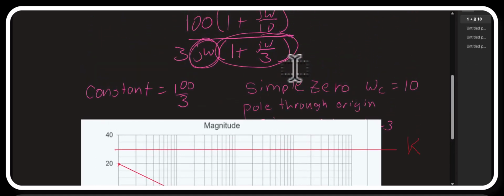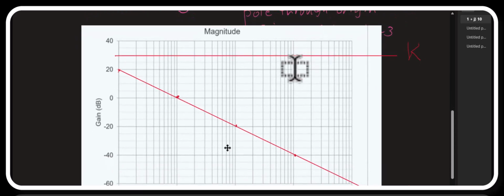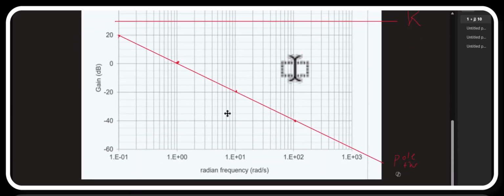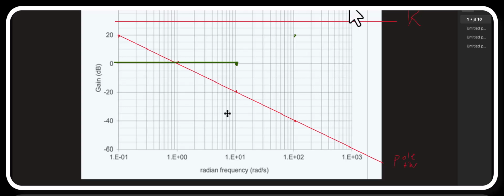So the 1 plus j omega over 10, the corner frequency is 10, which is right here. And until you get to 10, it's 0. And then after that, it's a slope of 20 decibels per decade. So you go up 20 and then go to the same spot on the next decade. So zeros have slopes of positive 20.